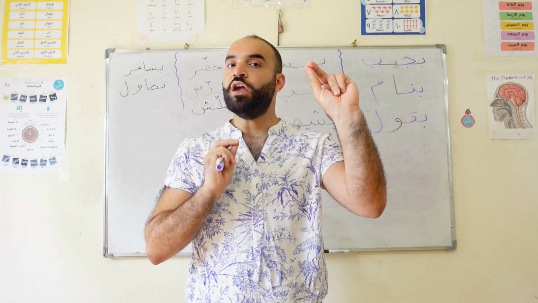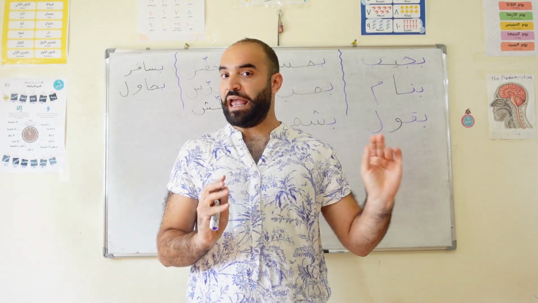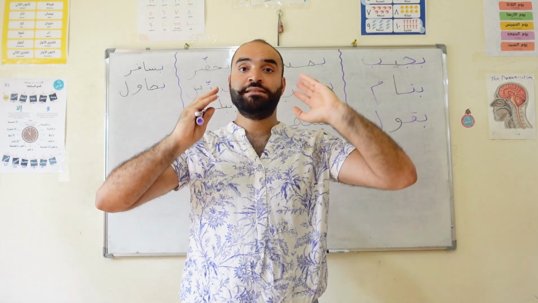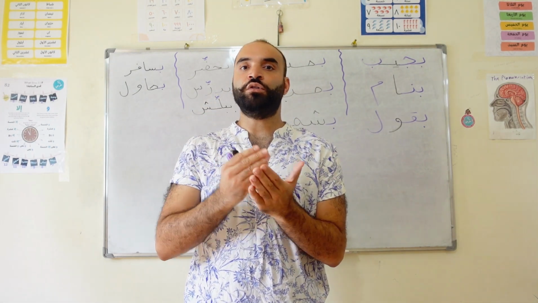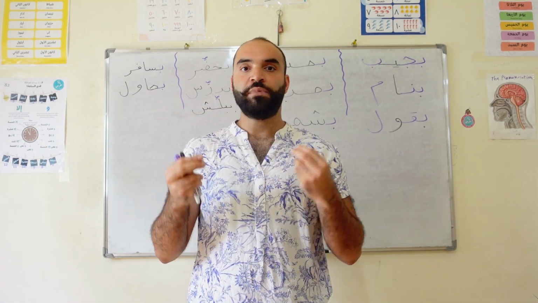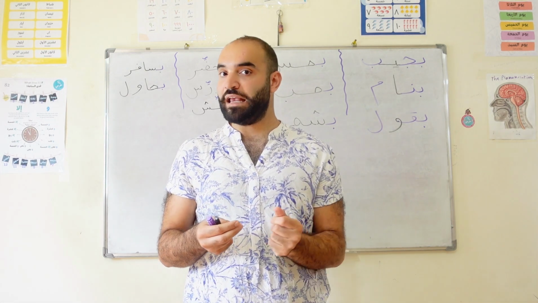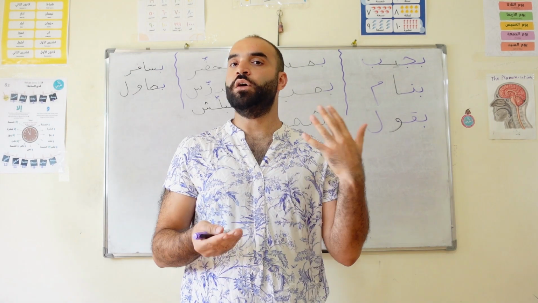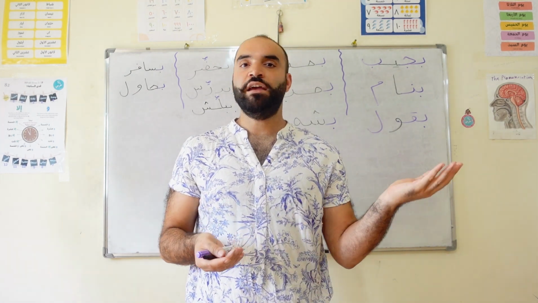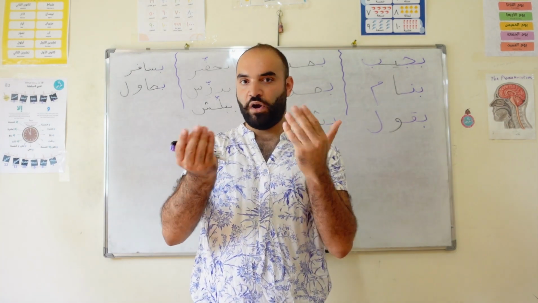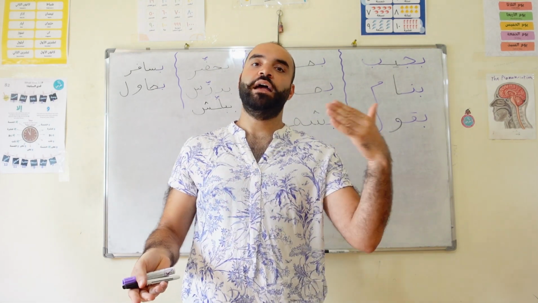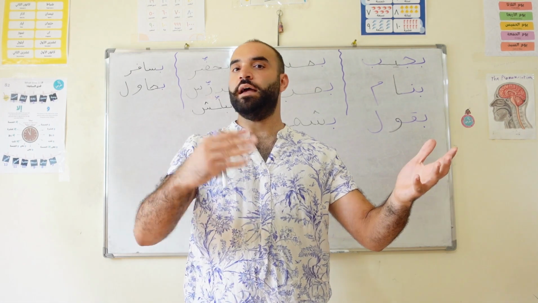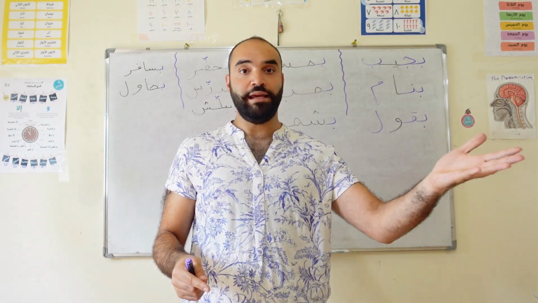Just for I, you, we. Ignore the third person, which is he, she, they, until you make sure you can really use I, you, we quickly. And then you move on to he, she, they. So he, for example, is the same as you, right? You say انت بتشرب, هي بتشرب. انت بتروح, هي بتروح. انت بتلبس, هي بتلبس.